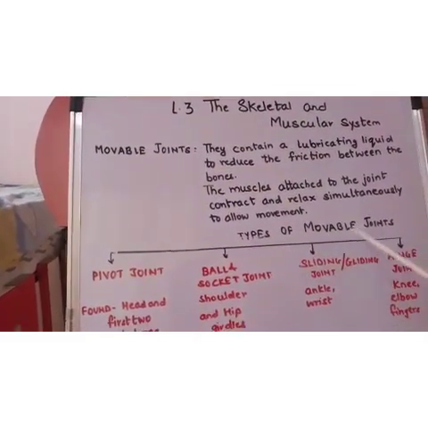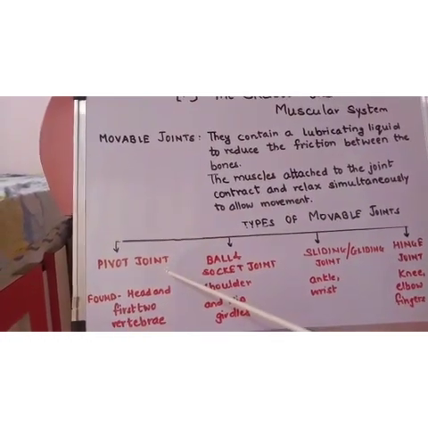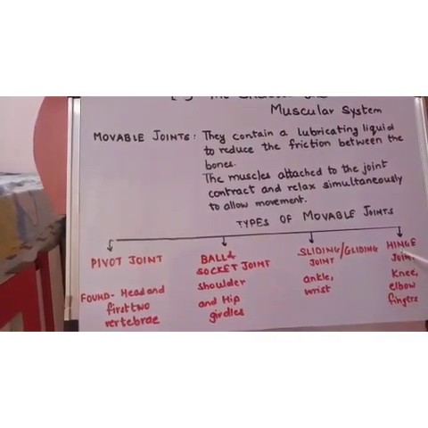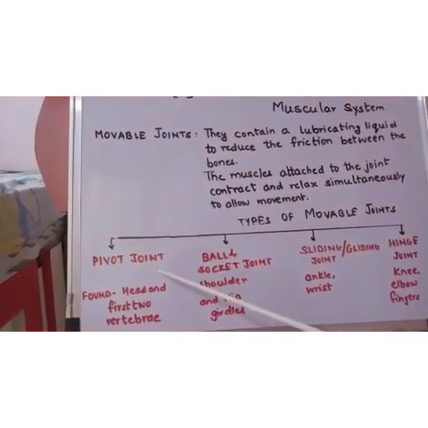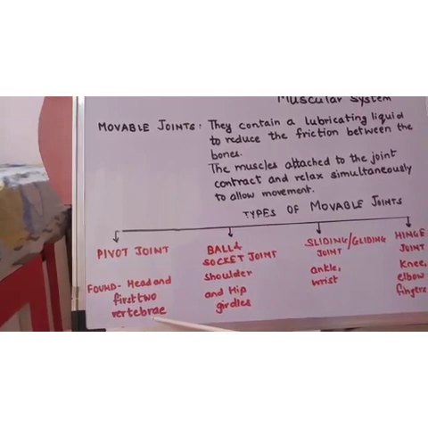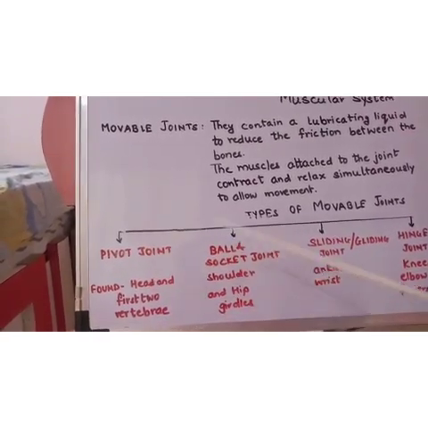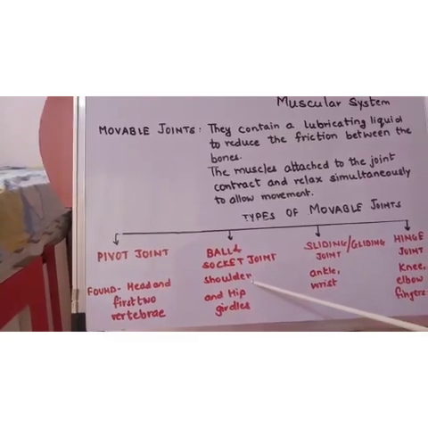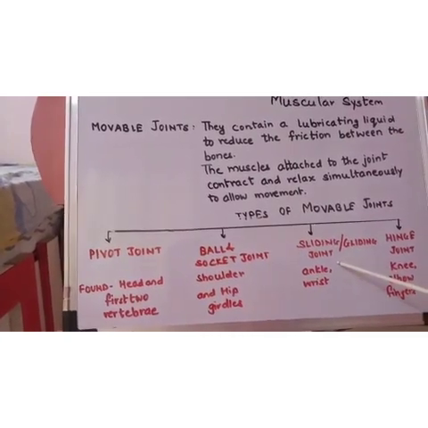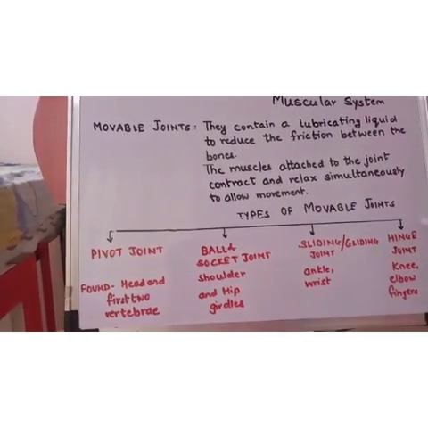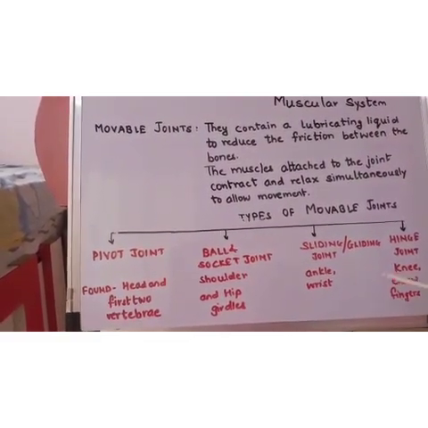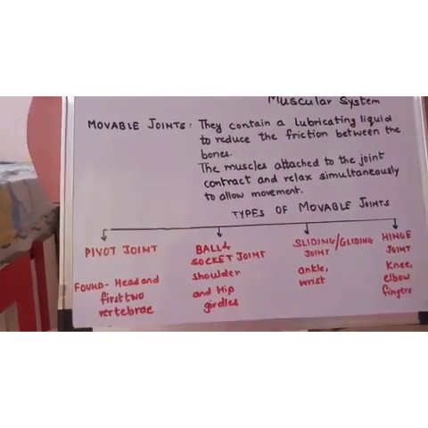Now there are 4 types of movable joints. They are the pivot joint, the ball and socket joint, the sliding or gliding joint, and the hinge joint. The pivot joint is found between the head and the first 2 vertebrae of the spine. It means the neck. The ball and socket joint is found in the shoulder and hip girdles. The sliding or gliding joint is found in the ankle or the wrist, and the hinge joint is found in the knee, elbow or fingers. Now we are going to see each joint in detail.